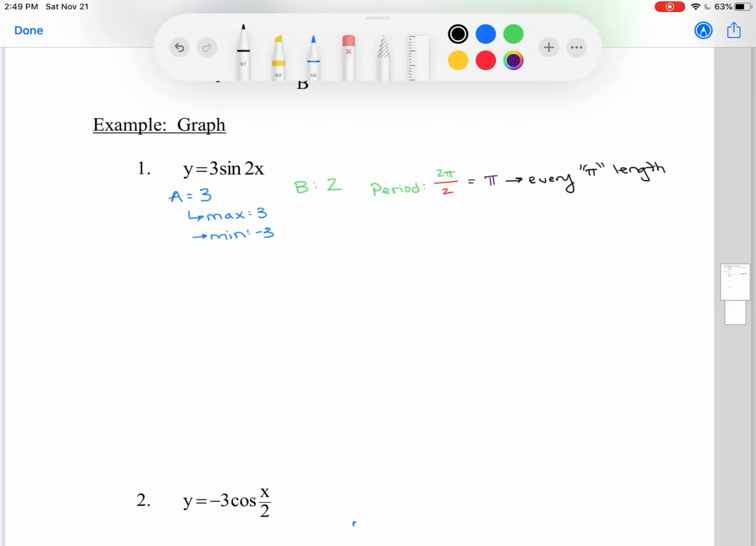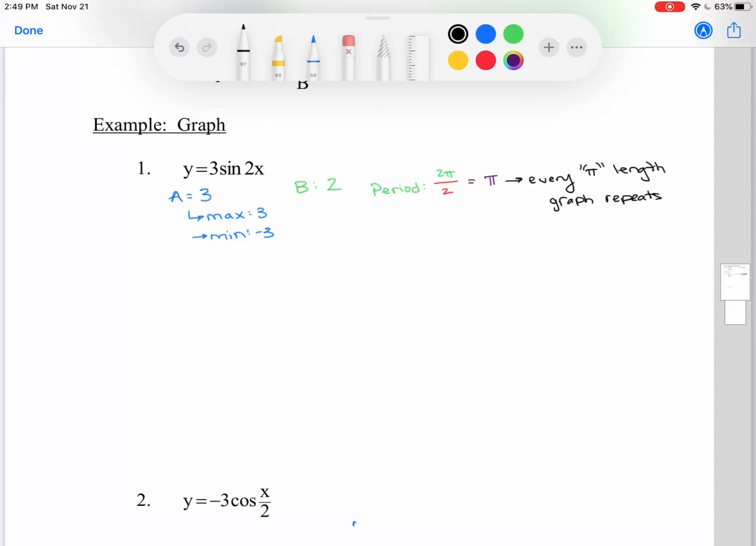And what that means is that every time I go pi length on my graph, I'm going to repeat the cycle. So period is always repeating. So I have every pi length, your graph is going to repeat.